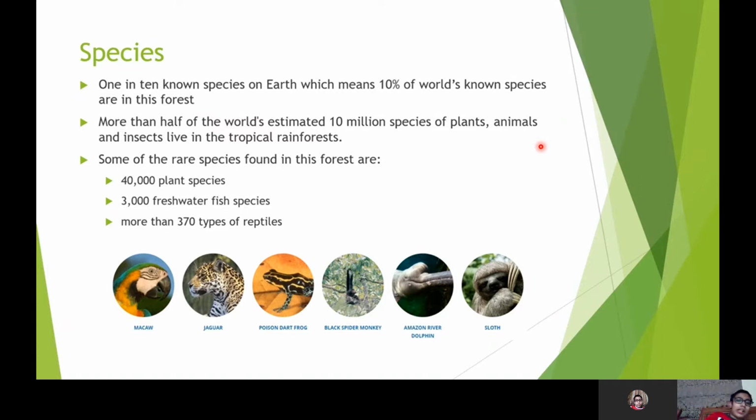3,000 freshwater fish species, more than 370 types of reptiles. You can find macaw, jaguar, poison dart frog, black spider monkey, Amazon river dolphin, sloth. The sloth is the laziest animal in the world.